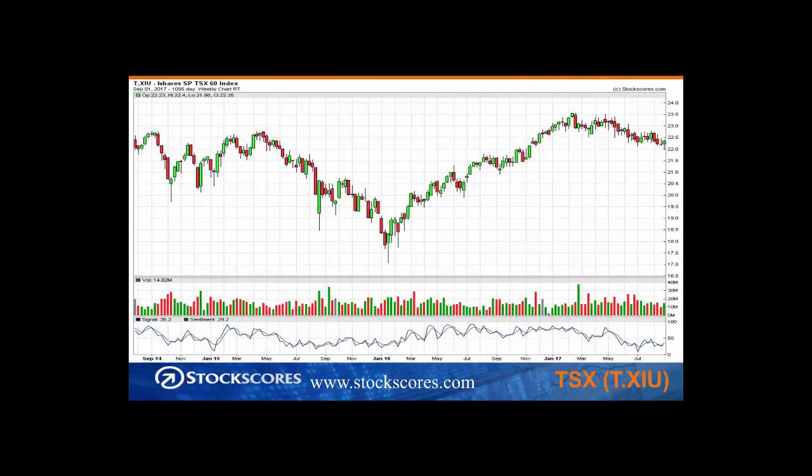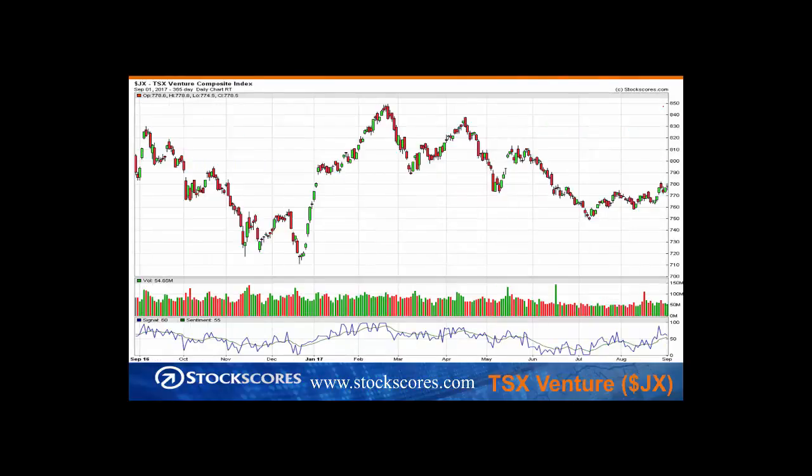My long-term rating on the TSX is still bearish because we're stuck in this downward sloping channel, but if we can break out of that, we'll up it to neutral, and then we'll see if it can get through that resistance zone at the longer-term highs.